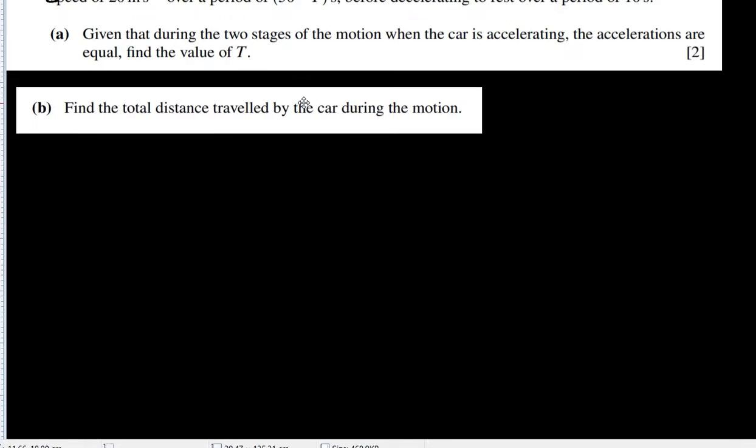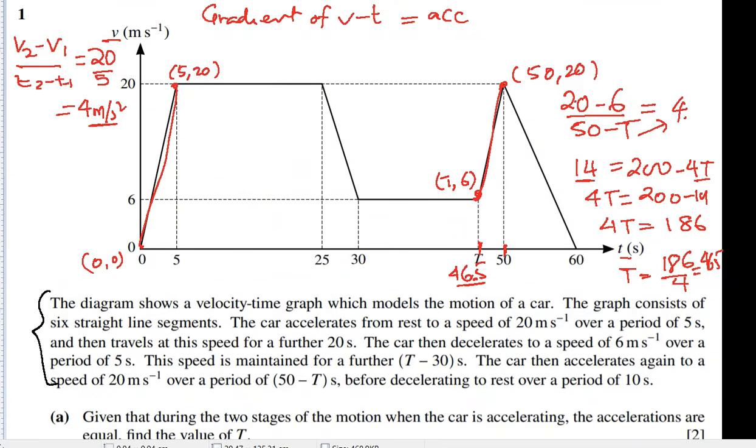Let's move on to the B part, which is this. Find the total distance traveled by the car during the motion. Okay, whenever we have a VT graph, the area under the curve or area under the graph, even if it is straight, is the distance traveled.